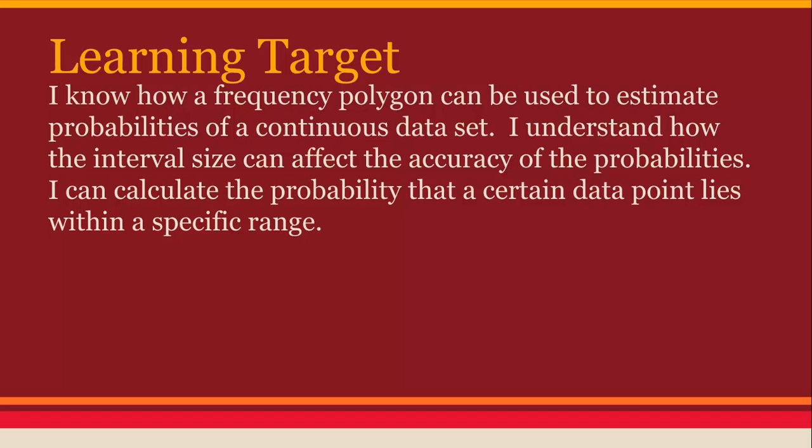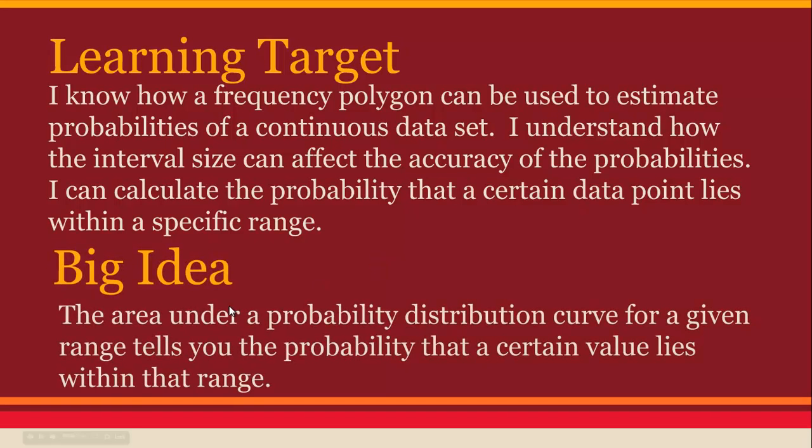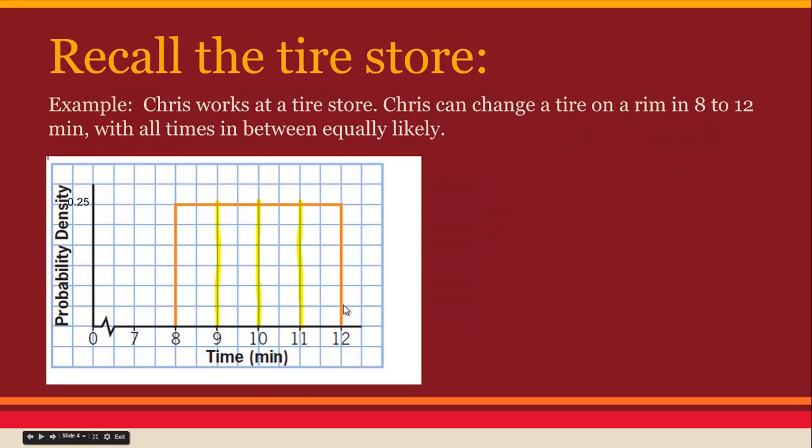Okay, so the learning target we're going to cover in this video: I know how a frequency polygon can be used to estimate probabilities on a continuous data set. I understand how the interval size can affect the accuracy, and I can calculate the probability that a certain data point lies within a specific range. The big idea is the area under a probability distribution curve for a given range tells us the probability that a certain value lies within that range. So today is going to be all about calculating area.